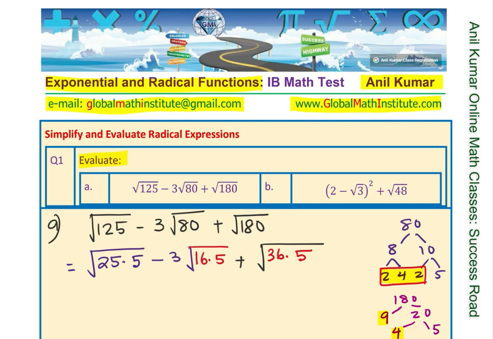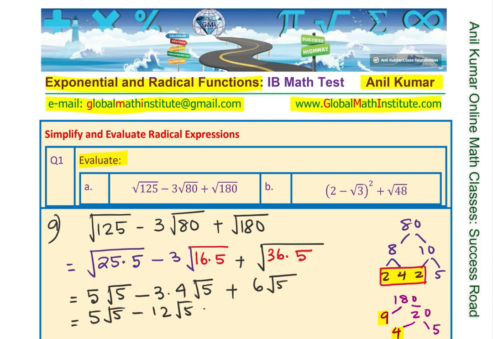So we have done our most important step, and now square root of 25 is 5. The number 5 remains within the radical, and here we have 3 multiplied by square root of 16, which is 4. This dot is multiplication. And then we have 6 square root 5. Now all are square root 5, so we can combine. Let's first write this as 5 square root 5 minus 12 square root 5 plus 6 square root 5. Now combine them: 6 plus 5 is 11, and minus 12 gives me minus 1 square root 5. So that is our answer, minus square root 5. That is how we simplify it.